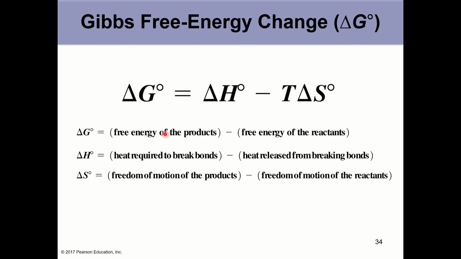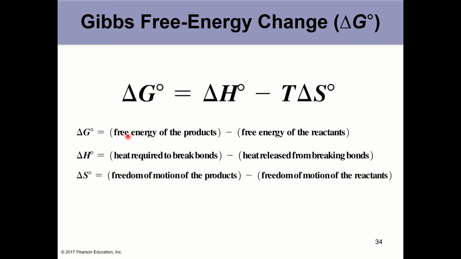Delta G naught, delta H naught, and delta S naught are what we call state functions. Only the change in the value is relevant. So the pathway by which we achieve delta G, delta H, or delta S is irrelevant. Only the change in energy, the change in enthalpy, or the change in entropy has any significance. They are state functions.